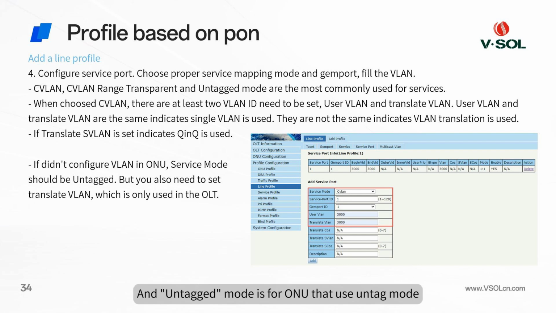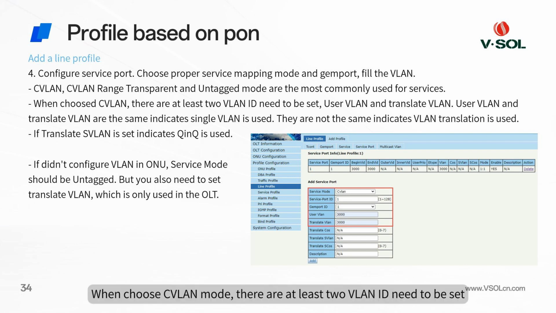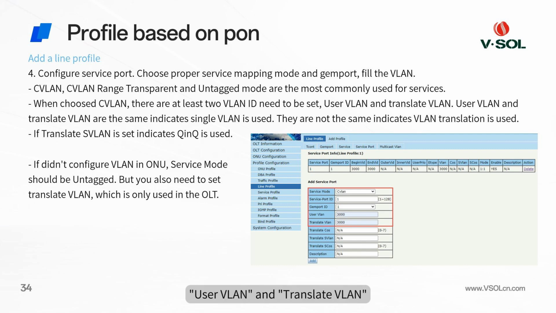And untagged mode is for ONU that use untagged mode. When choosing CVLAN mode, there are at least 2 VLAN IDs that need to be set: User VLAN and Translate VLAN. Normally we fill the 2 VLANs with the same VLAN. That means there is no need to use VLAN translation.